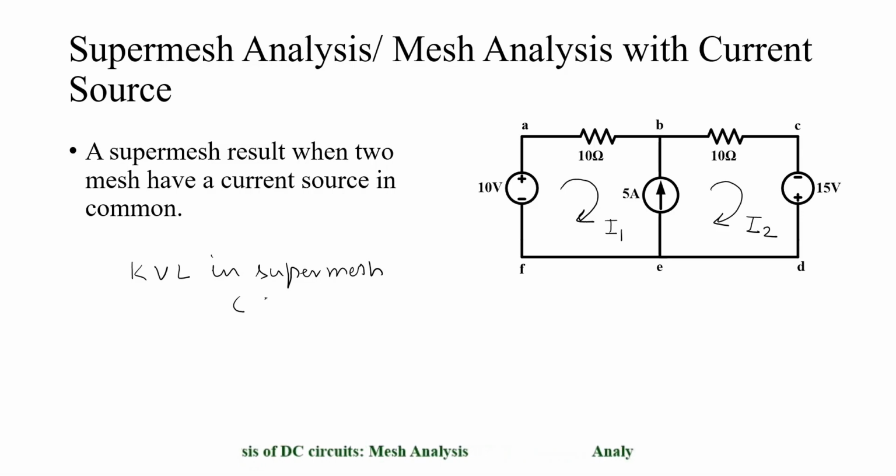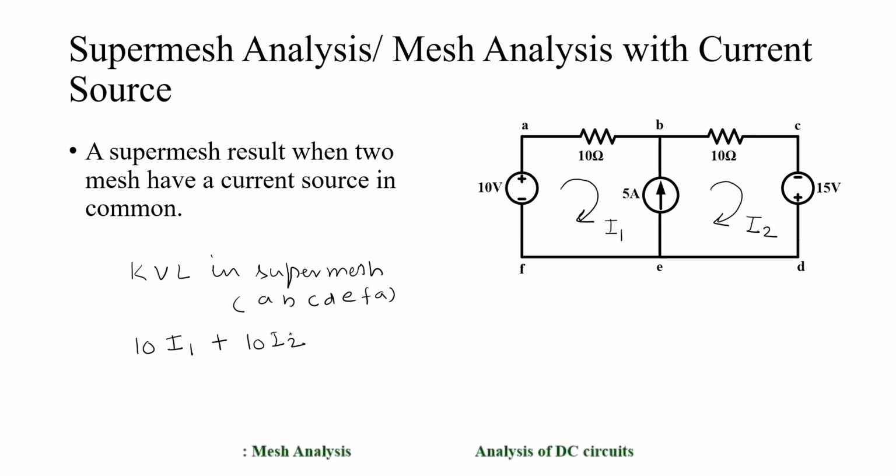The super mesh is made by A, B, C, D, E, F, A. This is your super mesh. So first of all, the voltage drop across this 10 ohm will be equal to 10 of I1. Again, the voltage drop across this 10 ohm will be 10 of I2, since in this one I2 is flowing. Now I am coming at minus potential, so this will be minus 15.